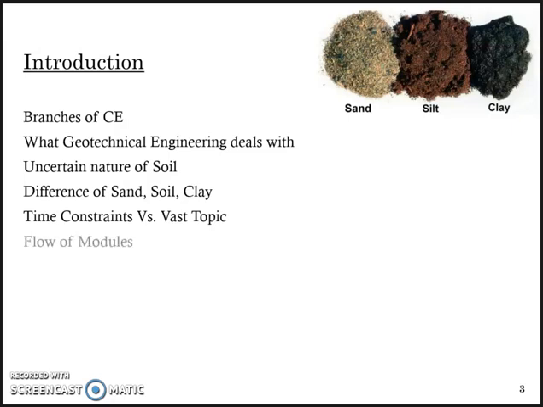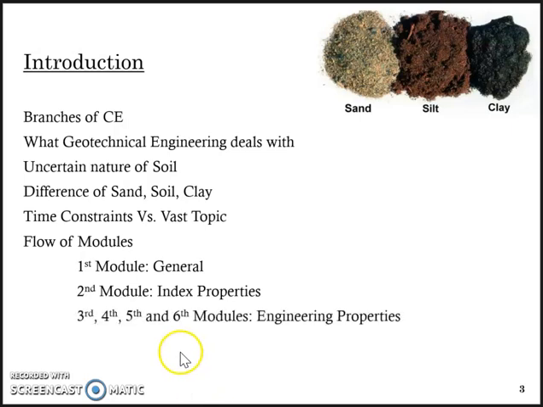The modules in general: the first module will cover the introduction to the subject with the general terms based on the three-phase system diagram, whereas from the second module you start with what is called the index properties of soil, and the third, fourth and fifth modules deal with the engineering properties. I've listed a 6th module here because this particular slide was prepared for the previous syllabus prescribed by the university, which had 6 modules, and now we have everything combined together and spread across 5 modules.